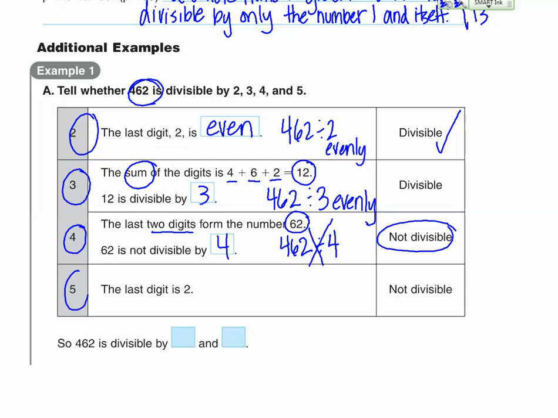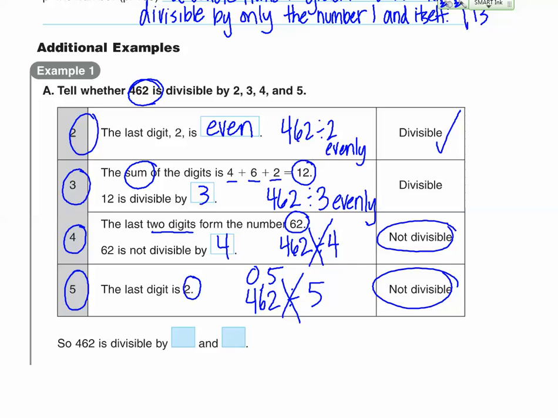And the last one is 5. We've talked about this one. You look at the last digit. The last digit of 462 is a 2. The last digit must be a 0 or 5 for the divisibility rules, and because it is not, 462 is not divisible by 5. Okay, those are our rules.